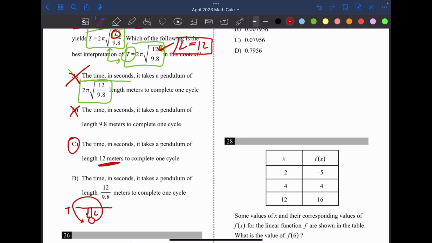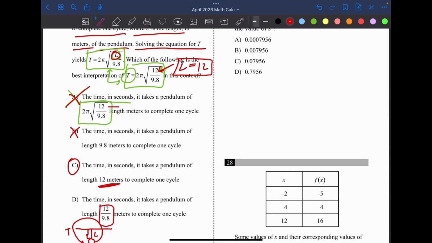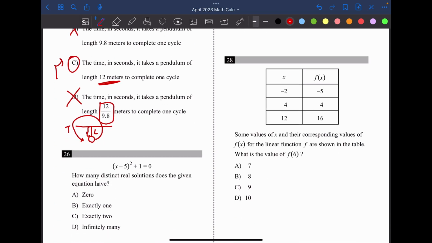And then the last option, just to make sure, it says the length over here is 12 over 9.8. And that is wrong because once again, the length is only the number on the top, not the entire fraction. So this is wrong once again. The answer is C.